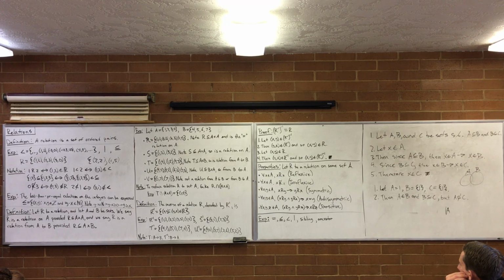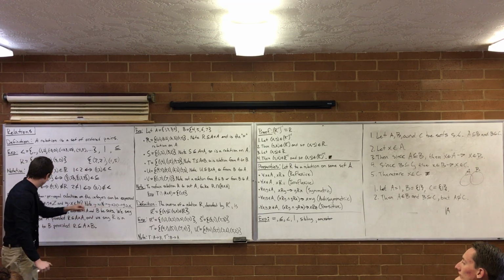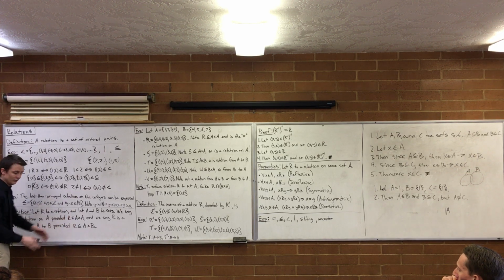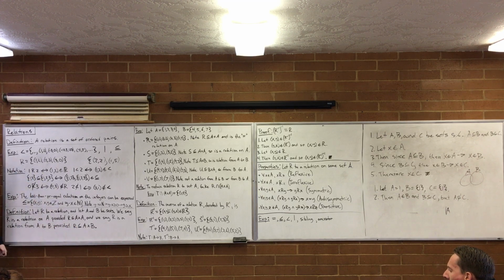Now we have the notion, or the idea, of a relation on a set. So if R is a relation and A and B are sets, we say that R is a relation on A if R is a subset of A cross A. What's A cross A?